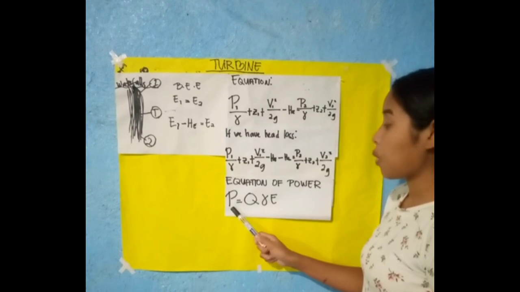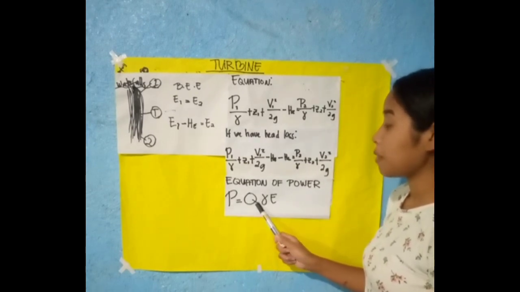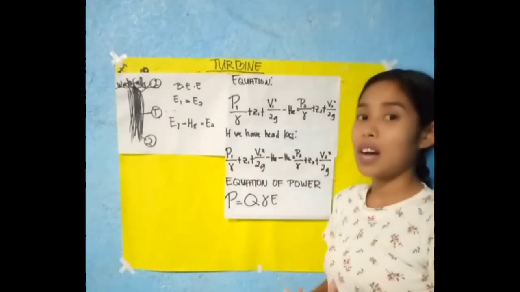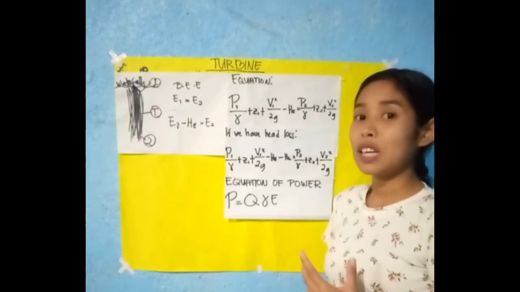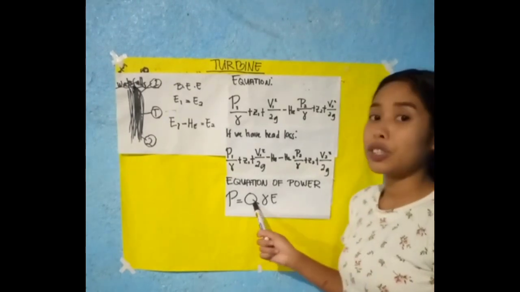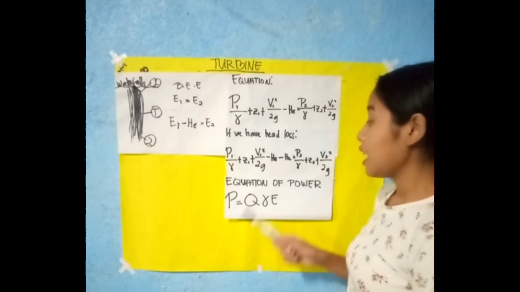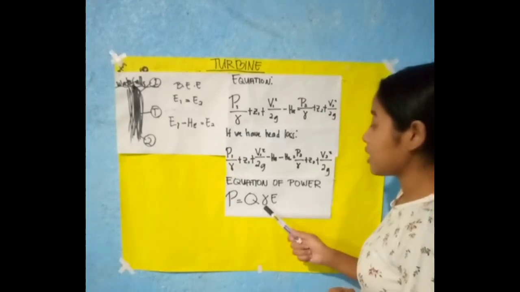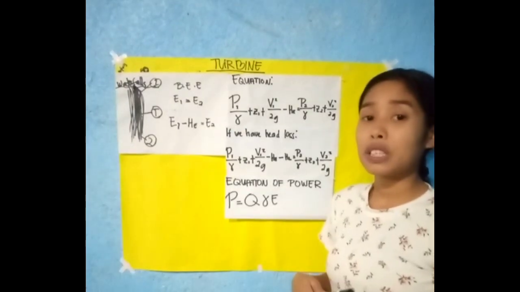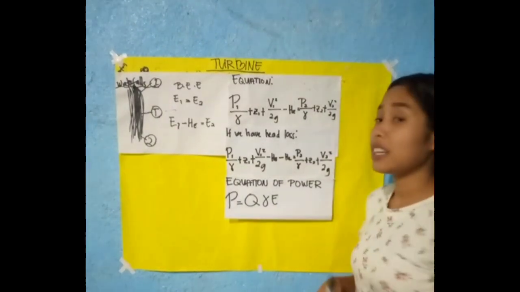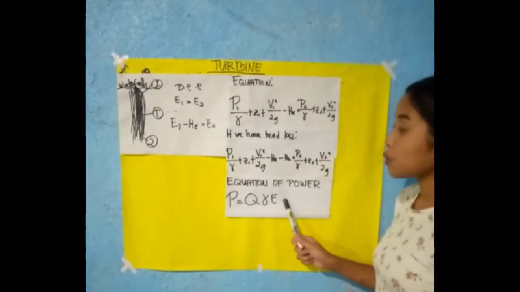The P here is the power, either added or extracted. The unit of power is watts, kilowatts, horsepower, kilonewton meter per second or Newton meter per second. Then the Q here is the discharge of the stream or the volumetric flow rate. The unit of Q is cubic meter per second or cubic feet per second. Then the gamma here is the unit weight. The unit of gamma is kilonewton per cubic meter. Then the E here is the energy consumed or extracted. So this will be our equation in getting the power.